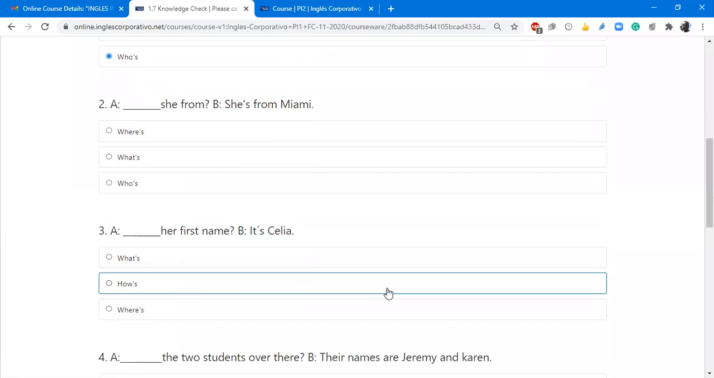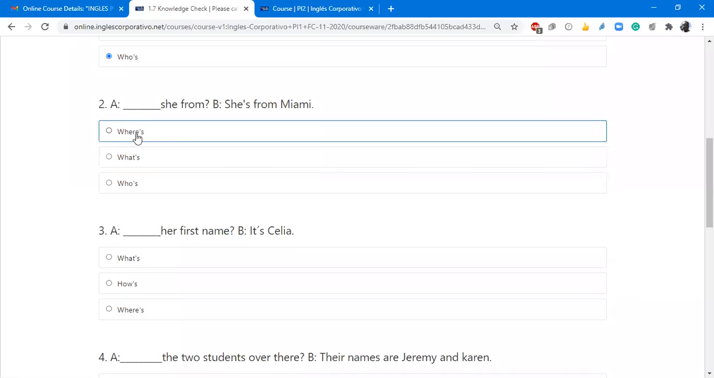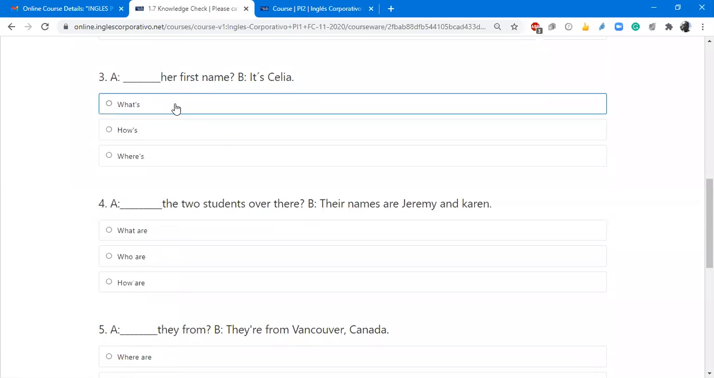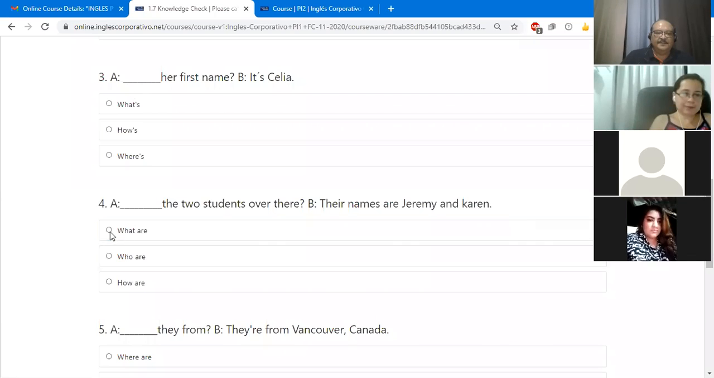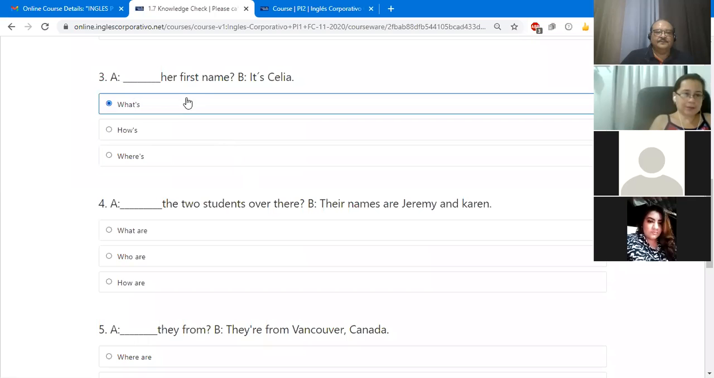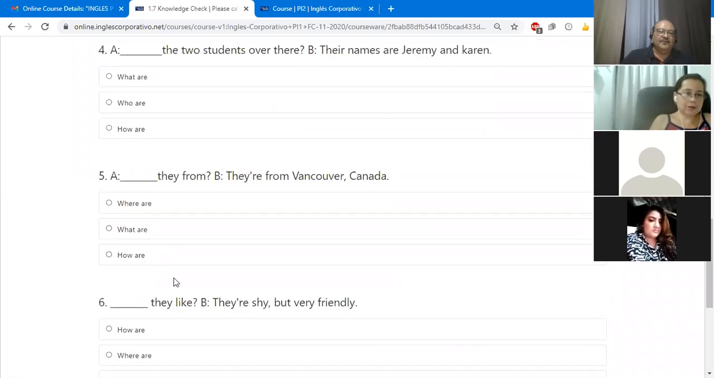Number two, where? Where is she from? Where's she from? Okay, this is location. She's from Miami. How about number three? What's her first name? Okay, what's? That's correct. What's her first name? It's Celia. Four.